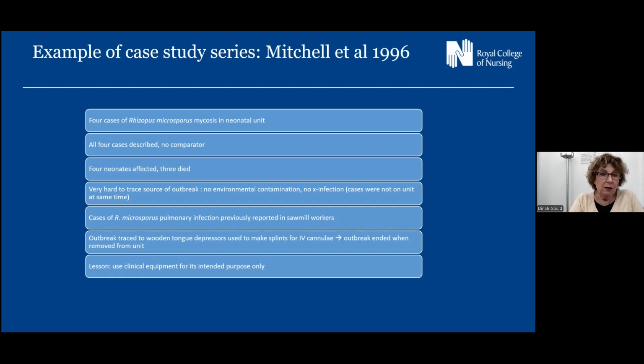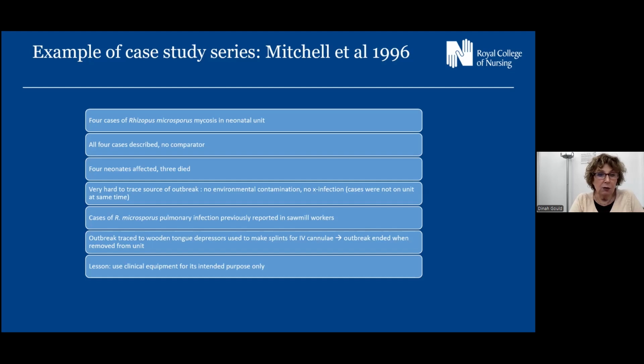4 babies in the neonatal unit were described. They got a rhizopus infection. Remember, we talked about rhizopus as an example of a fungal infection when we talked about medical microbiology. 4 babies were affected, and of them, 3 died. It was very hard to trace the source of the outbreak. The environment was swabbed. No environmental contamination was found. There was no cross-infection. The cases weren't on the unit all at the same time.